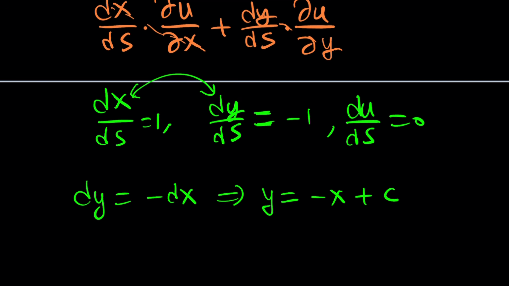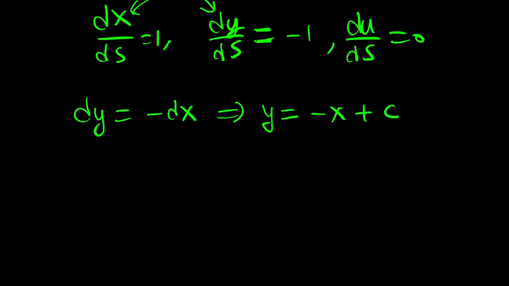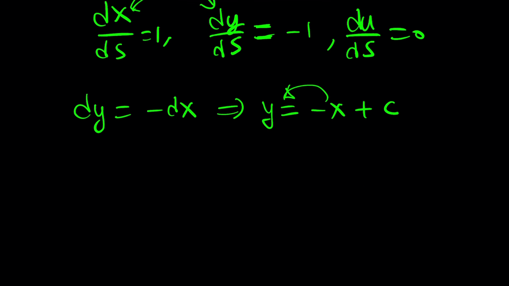Now, this is the important part. We're not really interested in y in terms of x because our goal is to solve for u in terms of x and y, right? Because it's a function of x and y. So here's what we're going to do. We're going to isolate the constant. So we're going to add x to both sides.